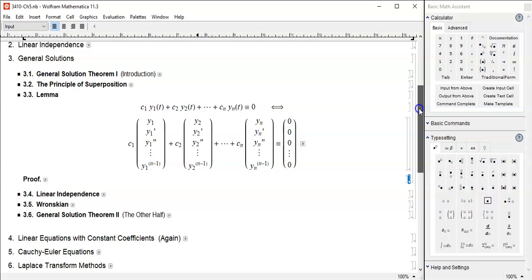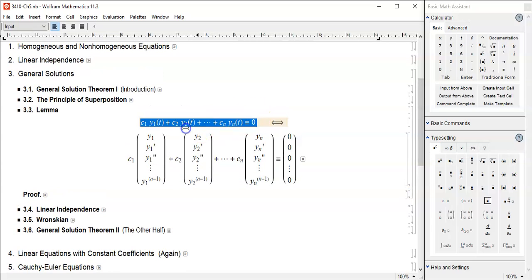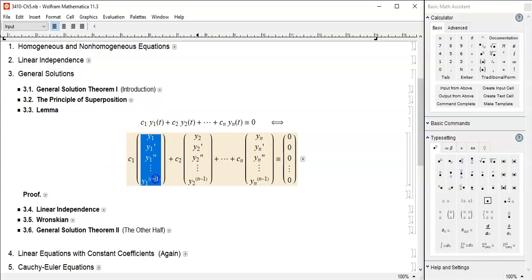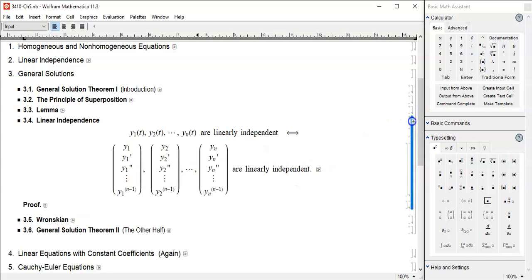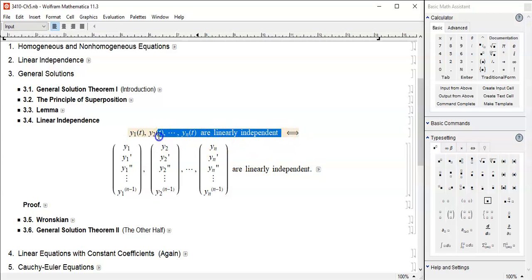Conclusion. The linear combination being constantly equal to 0 is equivalent to this linear combination of column vectors being constantly equal to 0. Is it useful? We're getting there. Please remember these are related to the Wronskian. Okay, next. Linear independence. y1 through yn being linearly independent is equivalent to these column vectors being linearly independent.